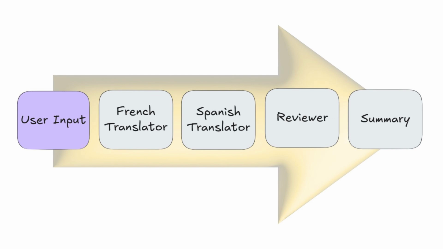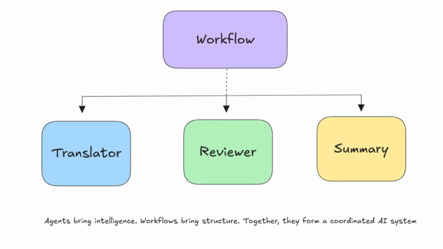Next, let's talk about workflows. A workflow simply defines how agents connect and work together to finish a task. Think of it like a flowchart. First translate, then review, then summarize. It can run sequentially or in parallel, depending on what you need. Workflows give structure and control, turning random AI responses into a reliable, repeatable process.